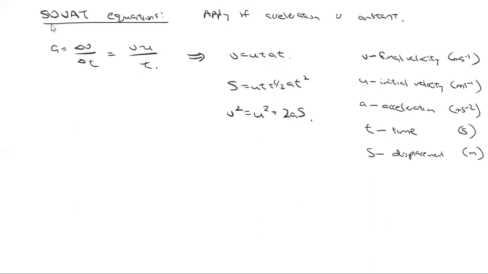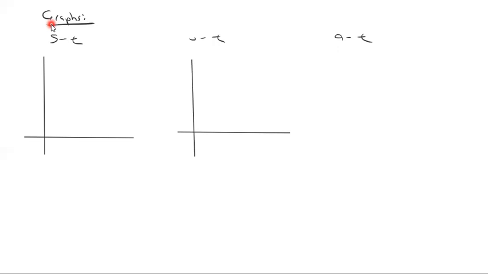So graphs, you've got 3 main graphs: your ST graph, your VT graph, and your AT graph. Your ST graph is a displacement time graph. Your VT graph is a velocity time graph, and your AT graph is an acceleration time graph. Now, we've said before that if acceleration is 0, that ends up meaning that you'll get a constant velocity and a linear displacement.